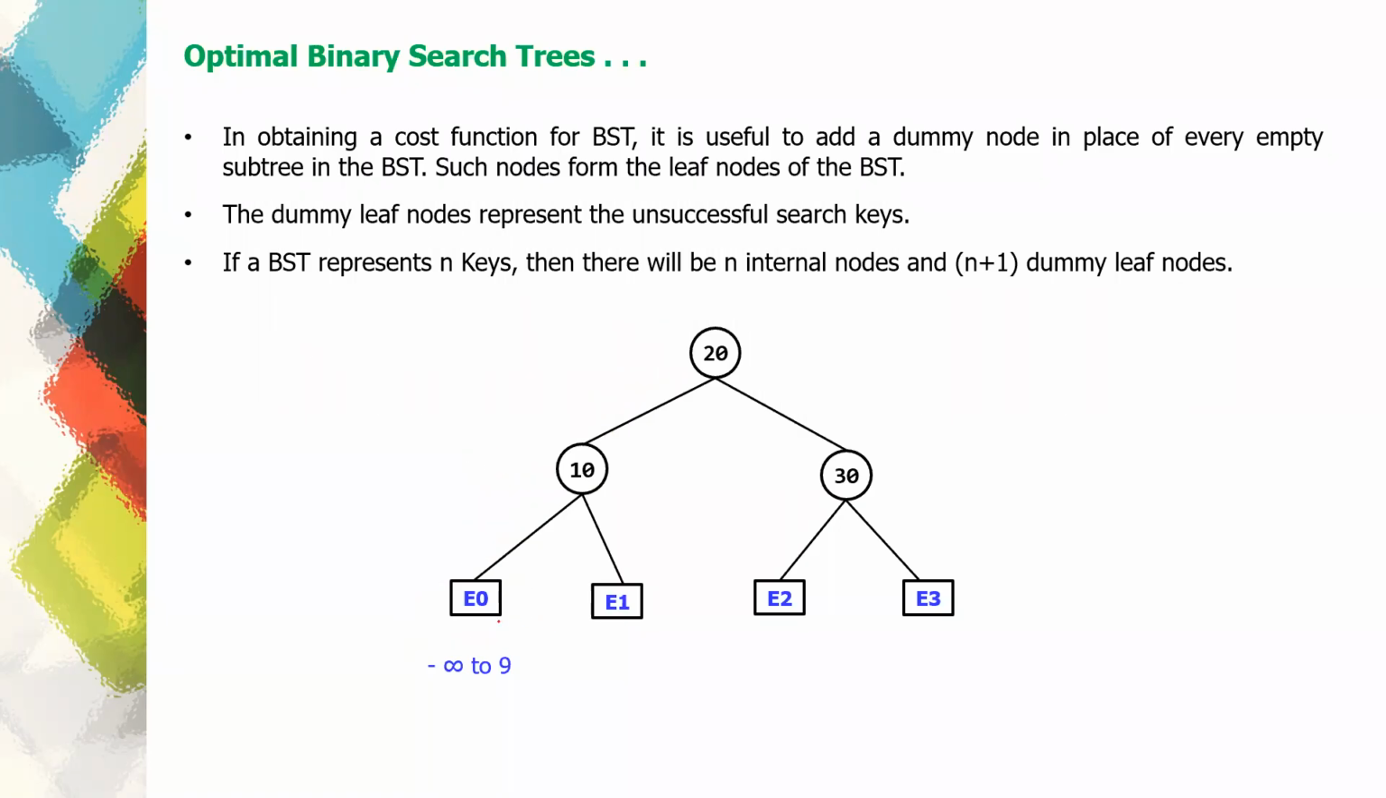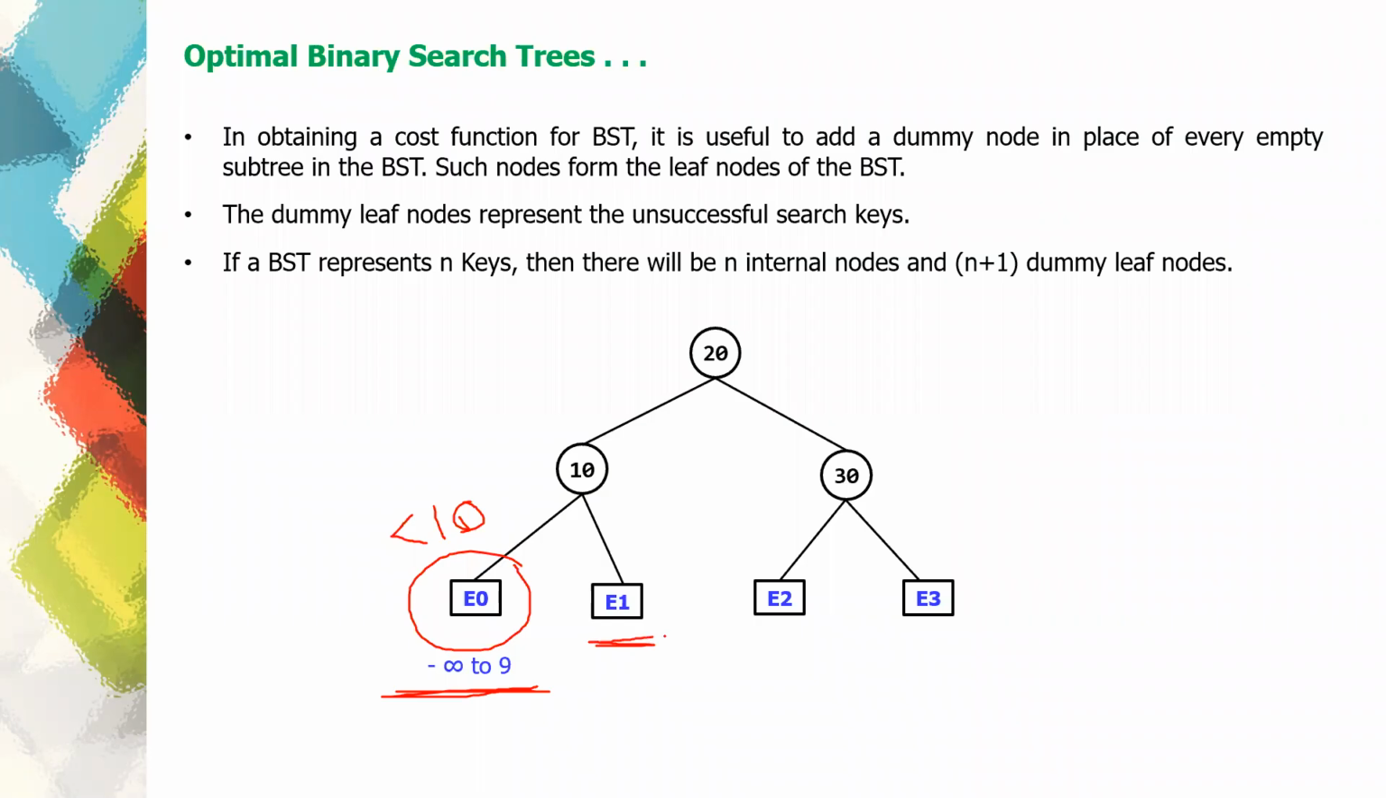So when do you come to E0? When do you come to this place while traversing? You'll come to this point E0 whenever you are searching for some value which is less than 10. You'll end at E0. What is less than 10? Any value from minus infinity to 9. So I can write this less than 10 as minus infinity to 9. So it's not a single key. Leaf node E0 is not a single key, but it is a set of keys.